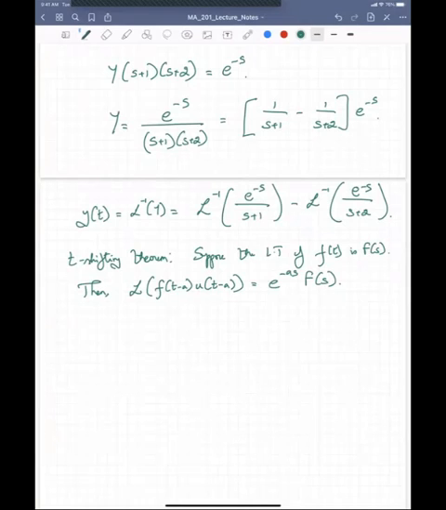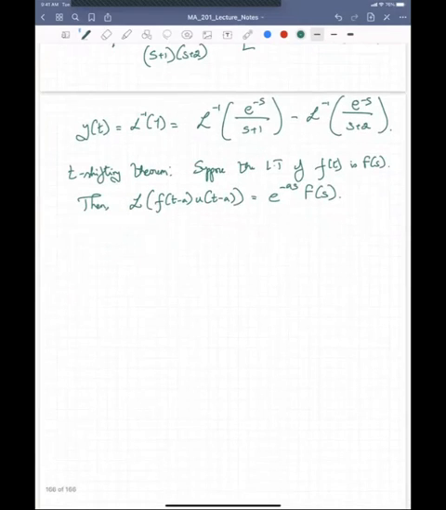Now I can invert this and use it to calculate the inverse Laplace transform of any function multiplied by e to the minus as. So I can say that L inverse of e to the minus as F of s, where F of s is the Laplace transform of the function f of t, is basically f of t minus a u of t minus a. And I'm going to use this to solve this problem.